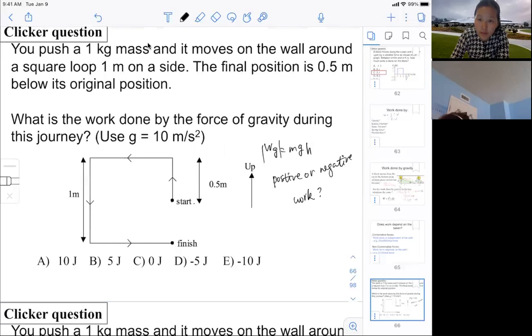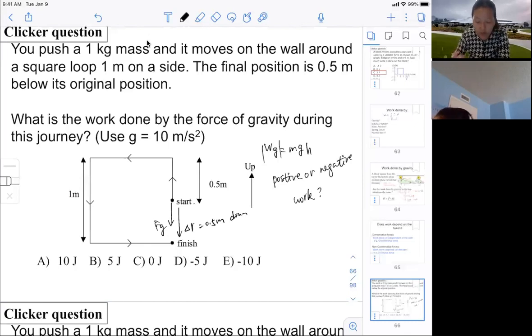The direction of the gravity is pointing which way? Is pointing downward. Very good. And someone said because the direction of the gravity is the same direction as your displacement. Very good. Your displacement from beginning to the end is going down, right? This displacement is going down. That is 0.5 meters, and that's downward.